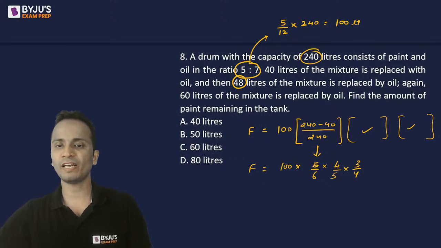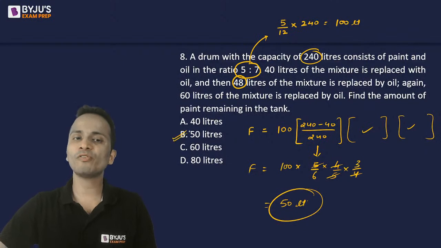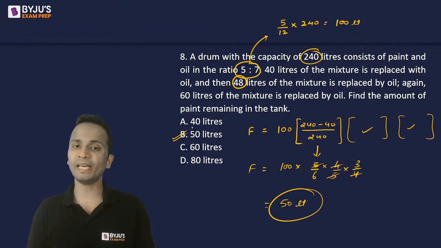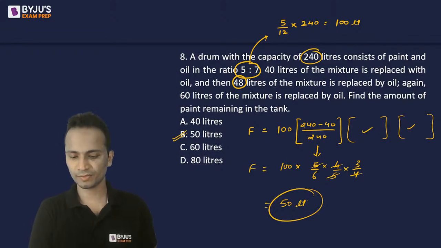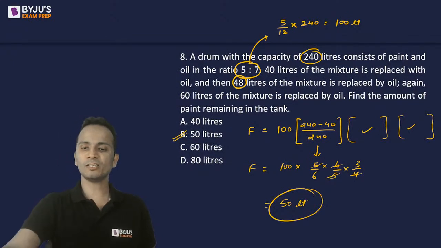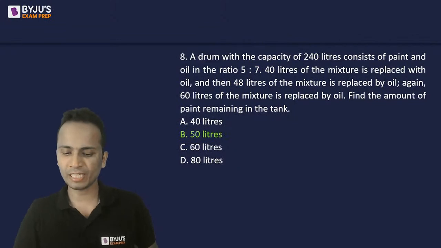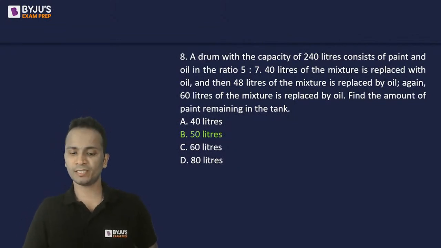So you can simplify this. 5 and 5 cancel, 4 and 4 cancel. This will come out to be 50 liters. So the final quantity of paint which is left in the tank will be equal to 50 liters. Am I clear? So 50 liters will be the correct answer for question number 8.